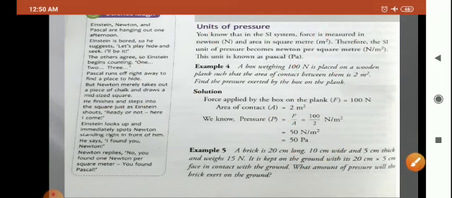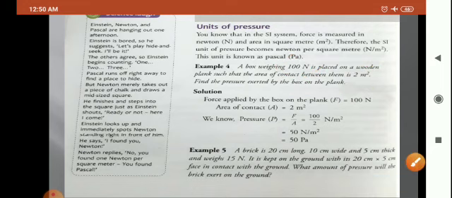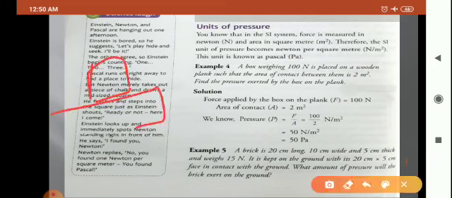Okay children, now example 4. A box weighing 100 Newton is placed on a wooden plank such that the area of contact is 2 meters square. Find the pressure exerted by the box on the plank. Plank is your wooden piece. So, what is it saying? There is a box which is kept on the wooden plank.